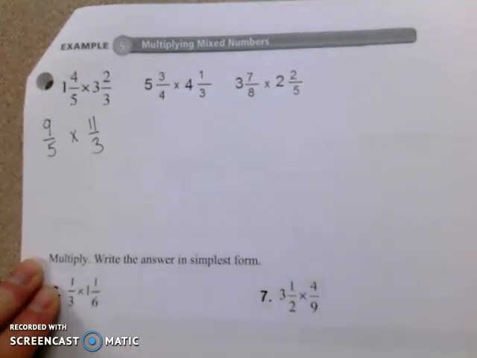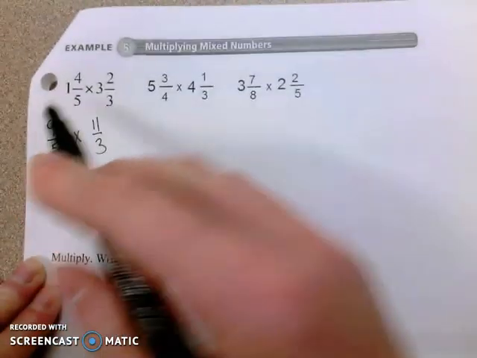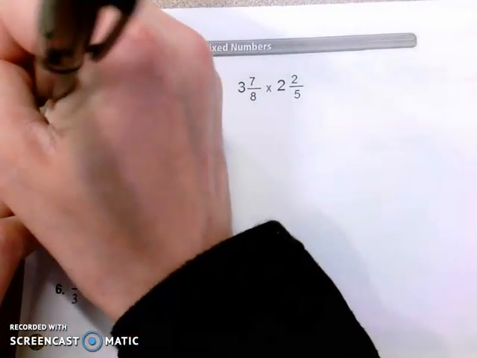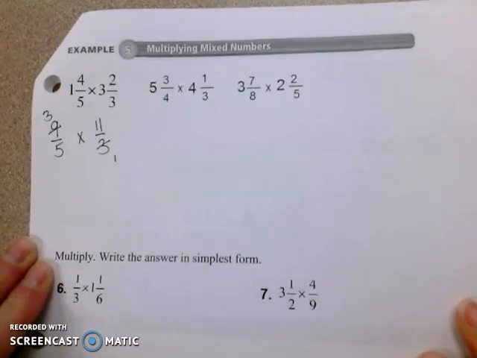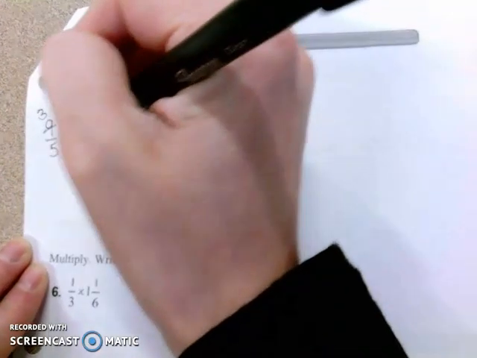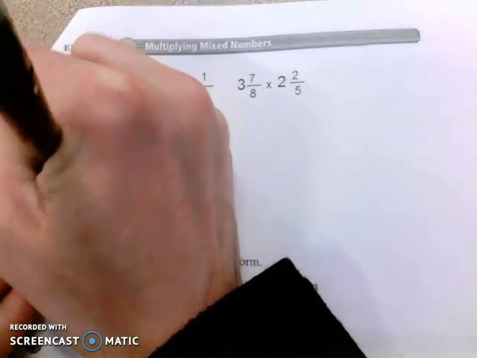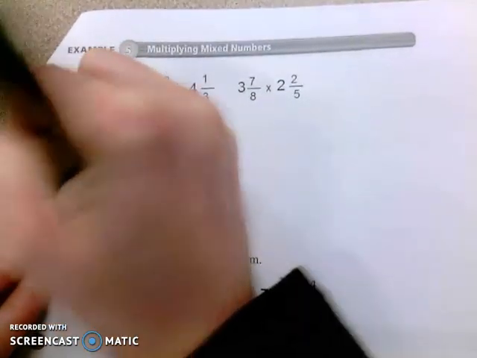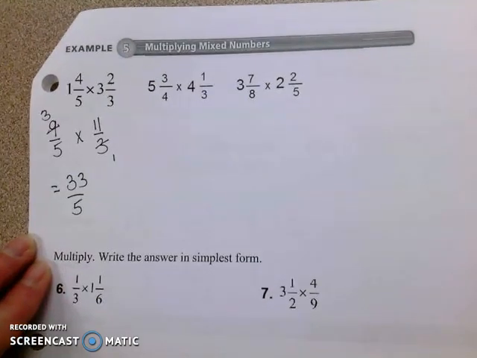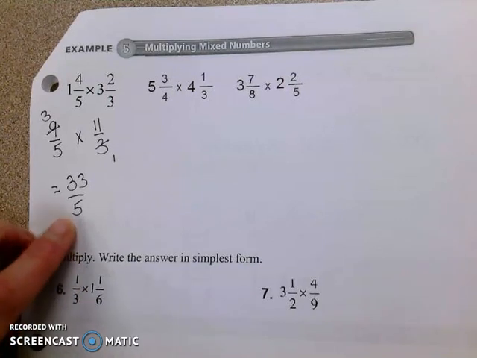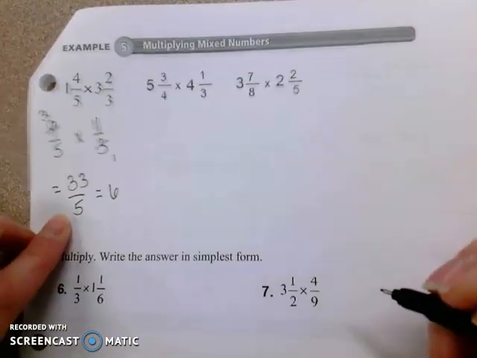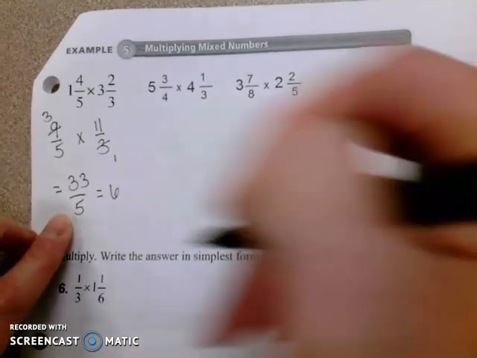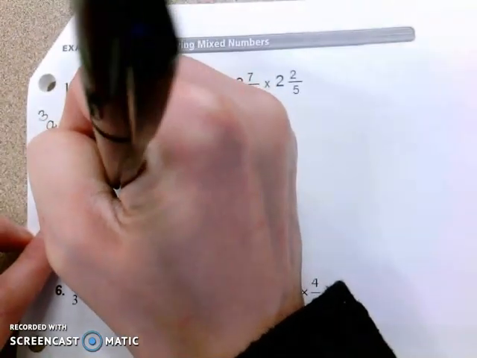Okay, and then I can cross simplify here. So 9 and 3 can both be divided by 3. So then I have 3 times 11 and 5 times 1. I do need to change this back to a mixed number. So I know 5 is going to go into 33 6 times, which is 30, so that means there's 3 left over. So 6 and 3/5.